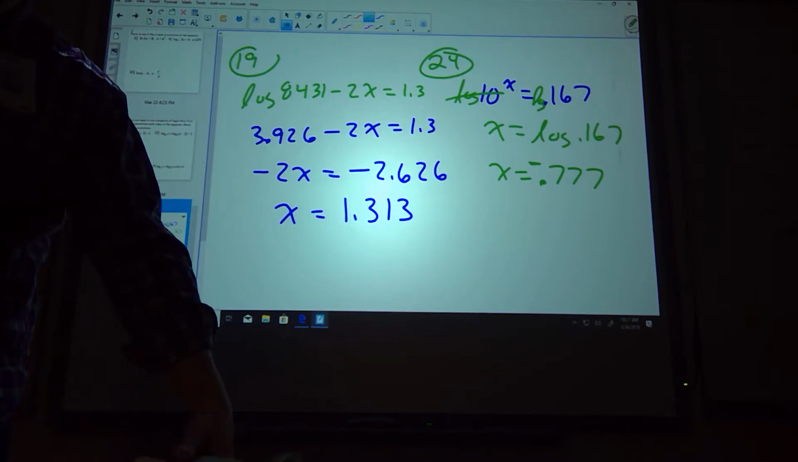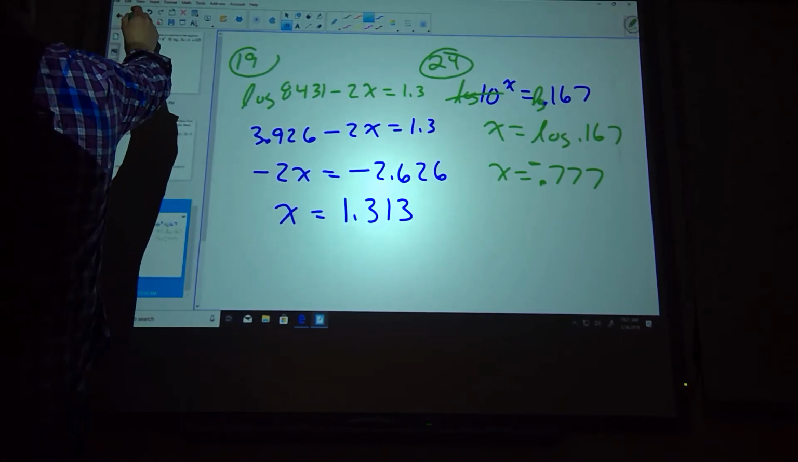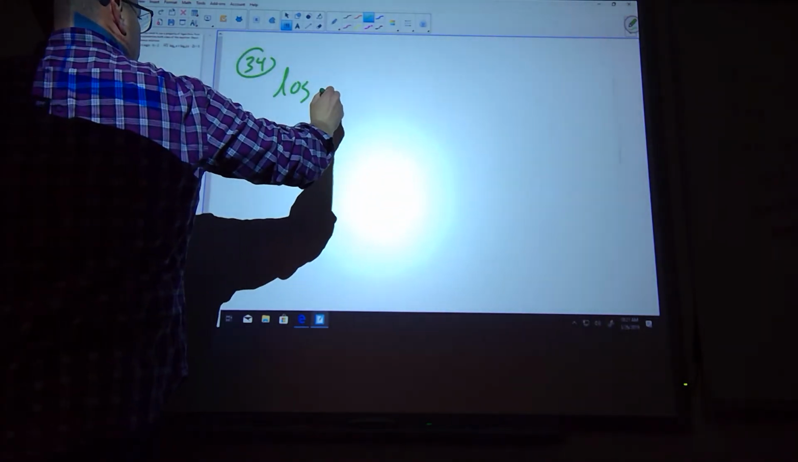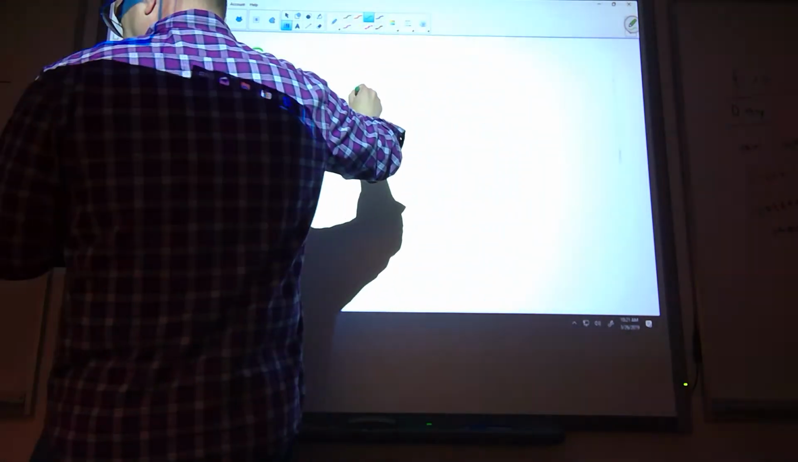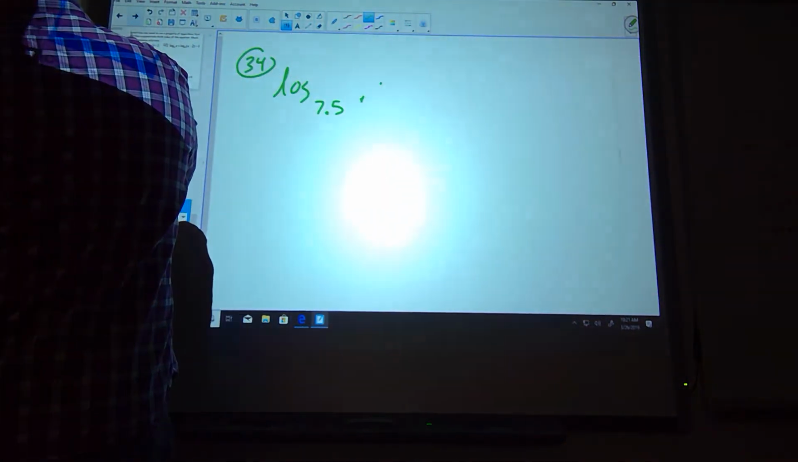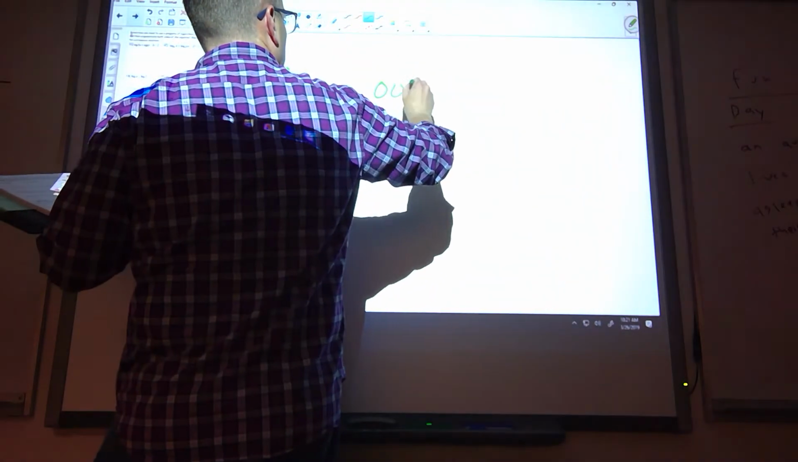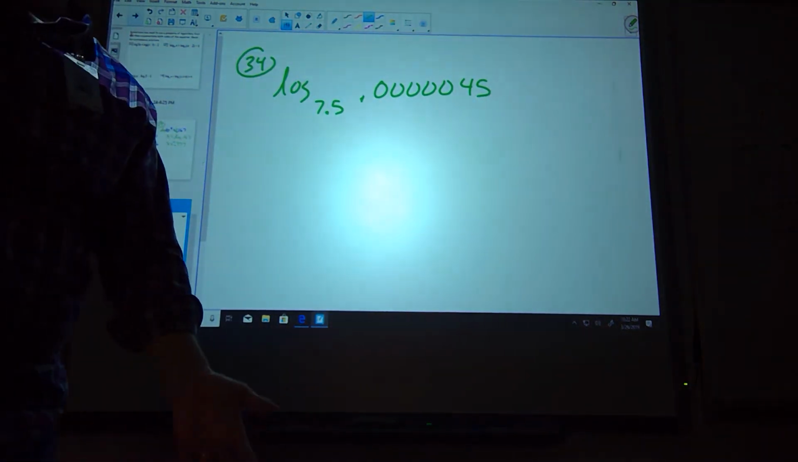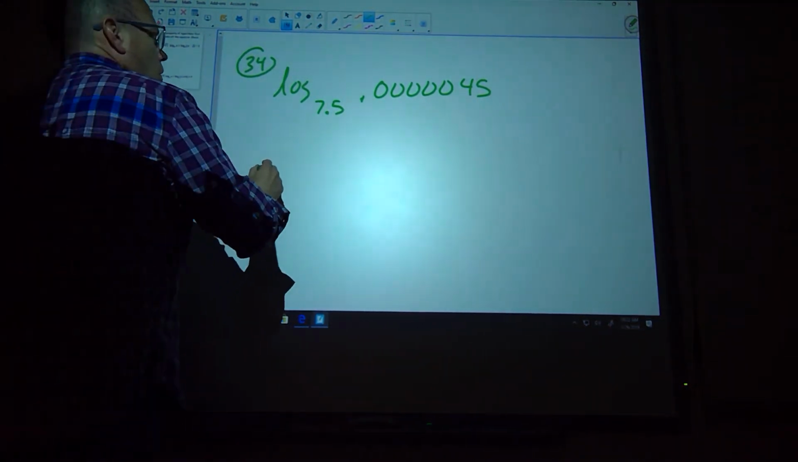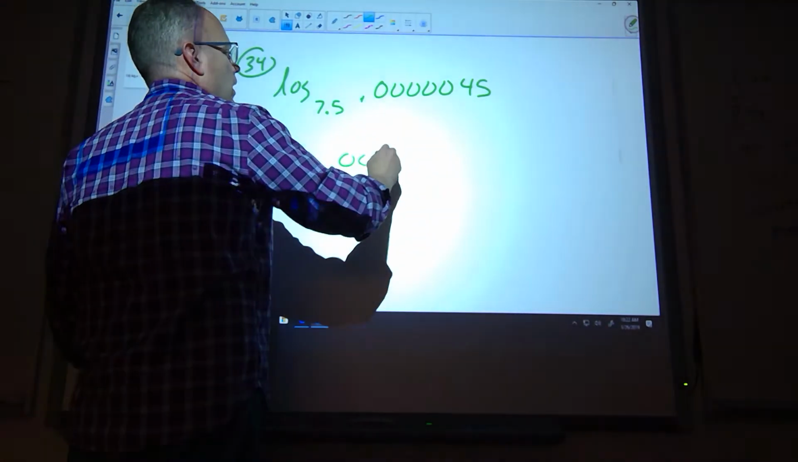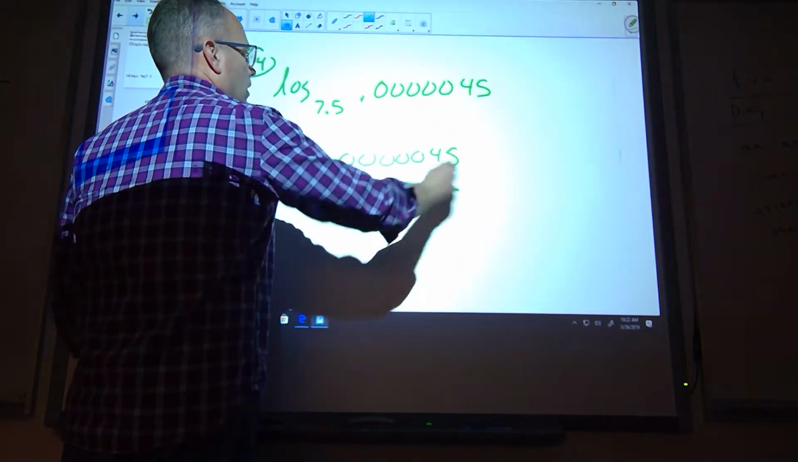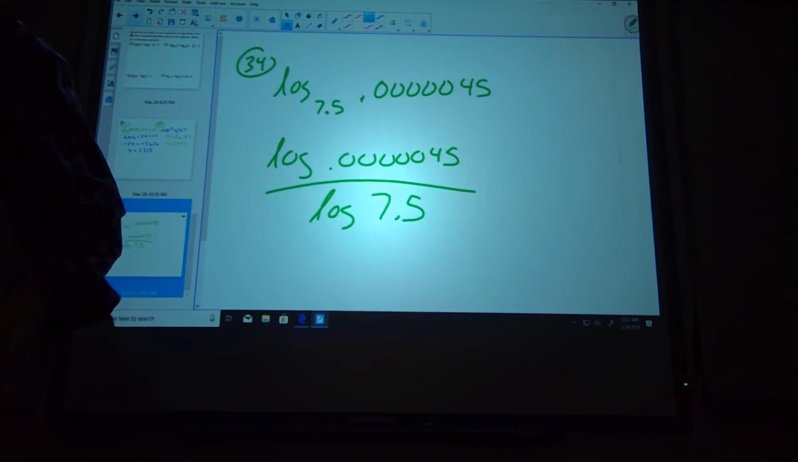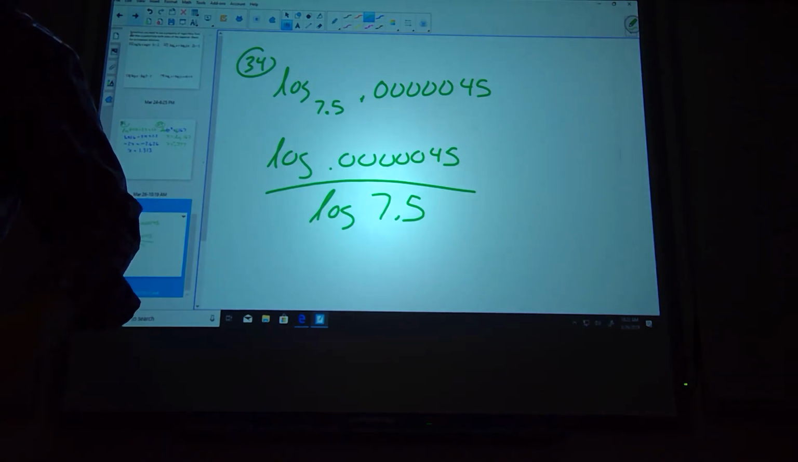34. Anything but decimals. Log 7.5, and then I have 0.5. All right, so I can do one of two things. I can do the log base on the calculator, or I can do the log of 125 over log 7.5, and just plug those into the calculator. Oh. Okay. Cool.